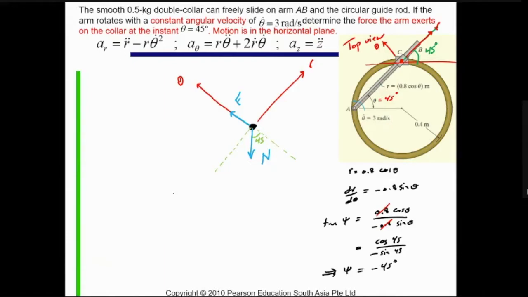So we have theta equals 45 degrees. But again, if it's needed in the equations, you have to plug it in radians. We have theta dot equals 3 radians per second. And we have theta double dot, which equals 0 radians per second squared.